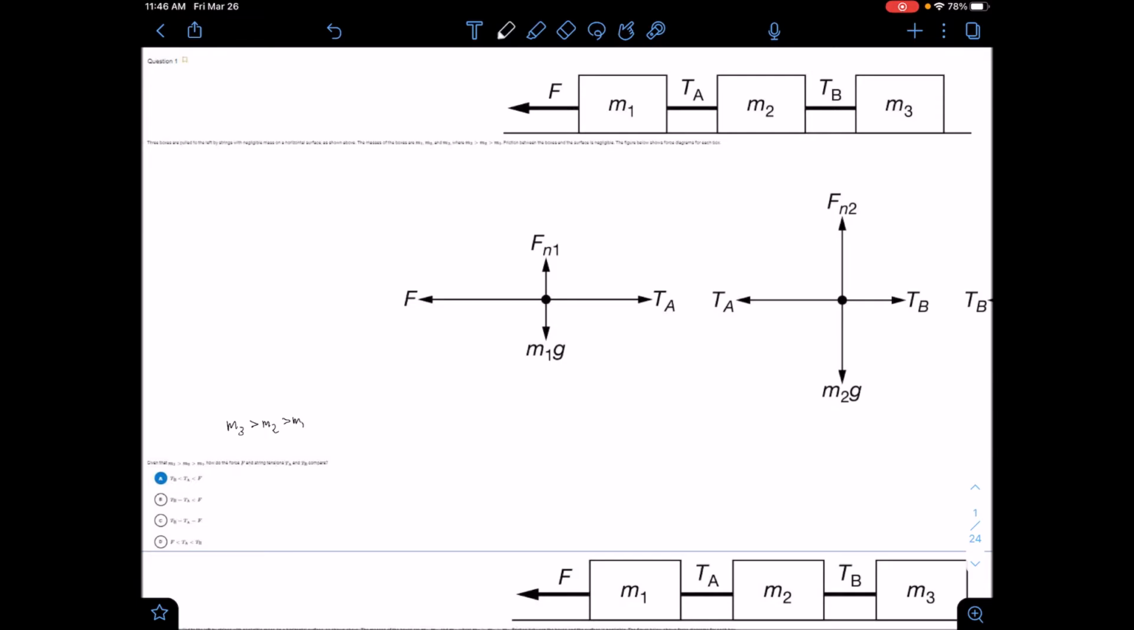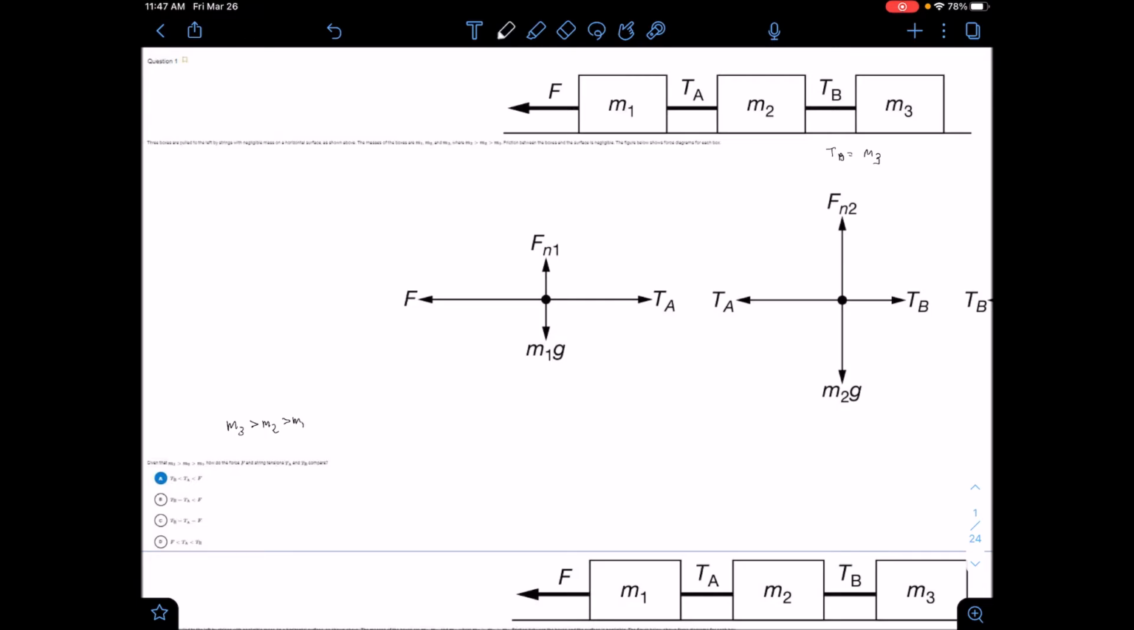So let's start with TB. TB is only a combination of M3, right? If you were to pull TB, so pretend that this block right here was not there, if you were to pull only TB, only M3 would move. So TB consists of M3.